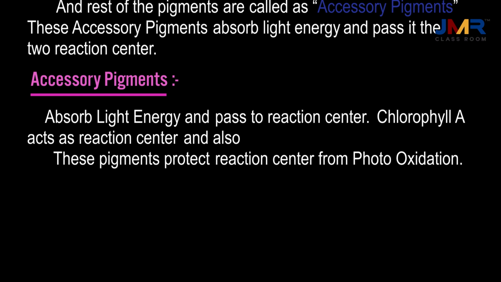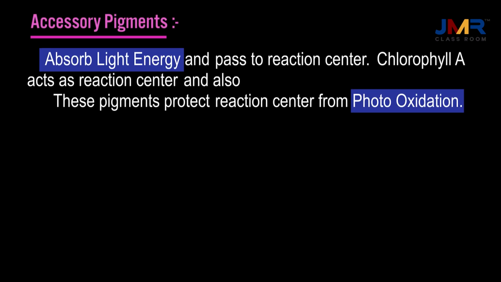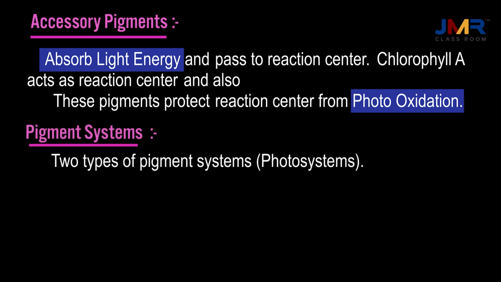So accessory pigments show two functions. One is to absorb light energy and pass that light energy to the reaction center. Another one is they protect the reaction center from photooxidation. Here, two types of pigment systems are present in the thylakoid membrane. Pigment systems are also called photosystems.